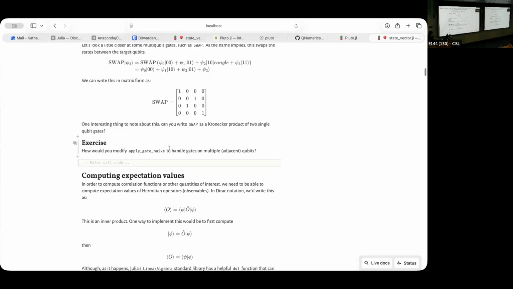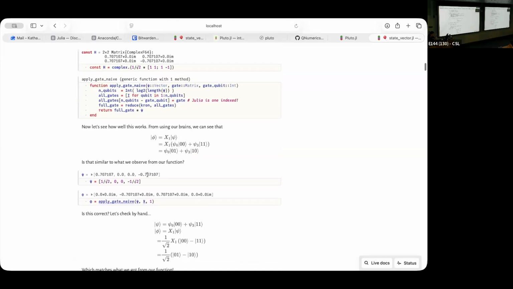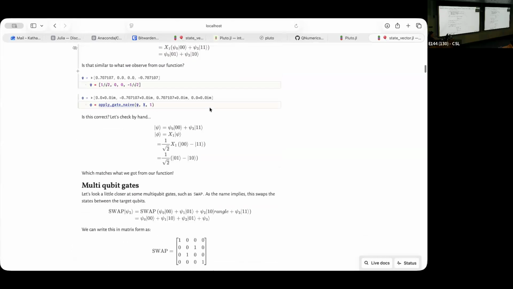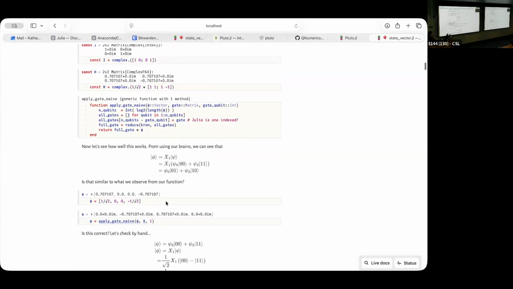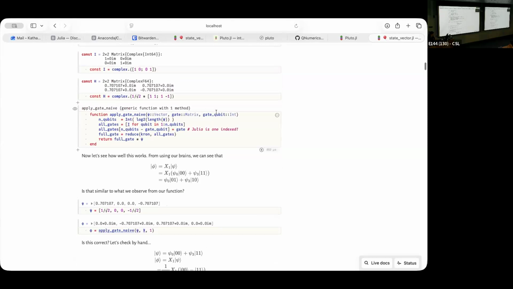So one exercise you can do is try to apply this naive apply gate function up here with SWAP. How would you change this function to now take two input qubits rather than just one? And for now, you can assume they're adjacent since this makes life a lot easier for you.